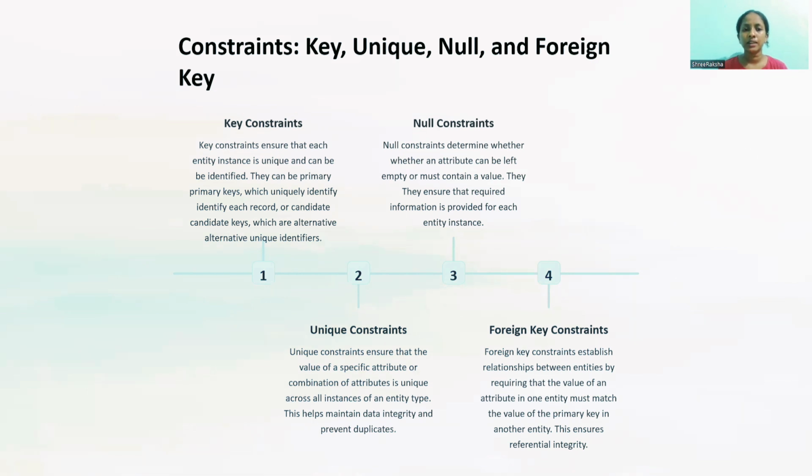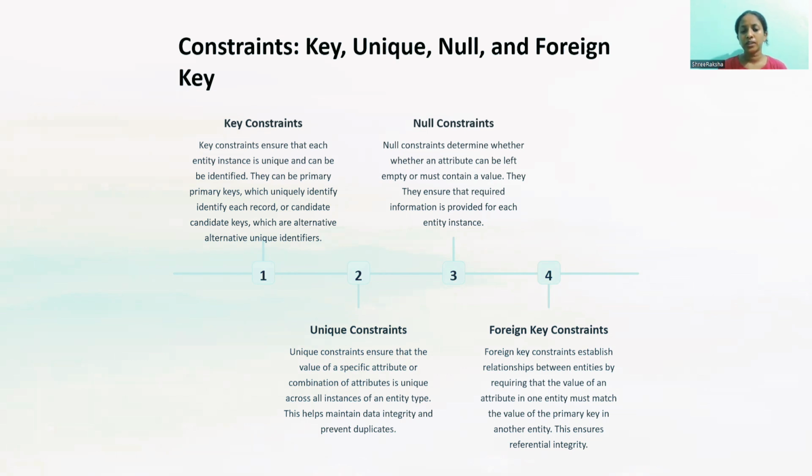Let's see about the key constraints. Key constraints ensure that each entity instance is unique and can be identified. They can be a primary key, which uniquely identifies each record, or a candidate key, which is an alternative unique identifier.